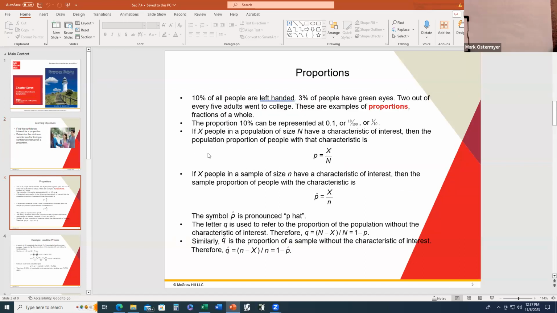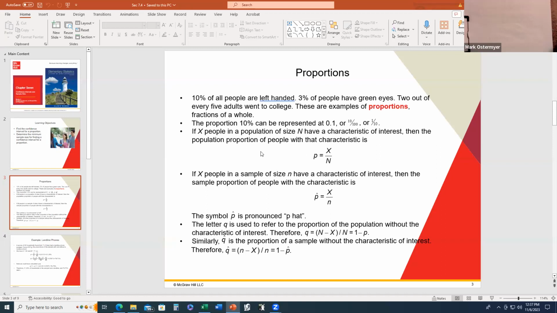All right. Suppose 10% of all people are left-handed. 3% of the people have green eyes. 2 out of every 5 adults went to college. These are examples of proportions. So a proportion, ladies and gentlemen, is another name for a percentage. The proportion of 10% can be expressed, of course, as a decimal, 0.1, or as a fraction, 10 over 100, or as 1/10, reduced fraction.